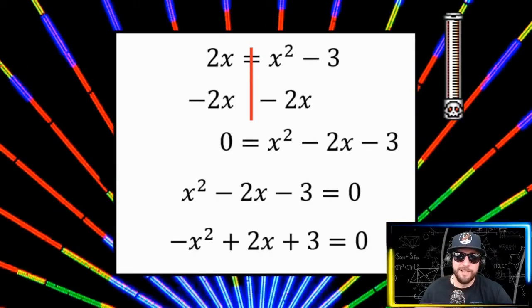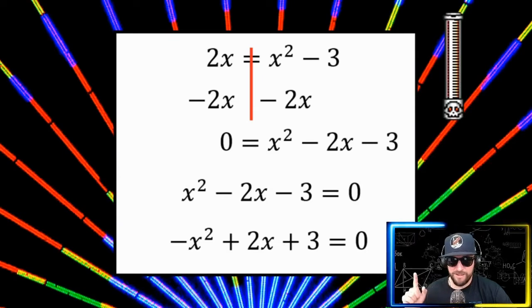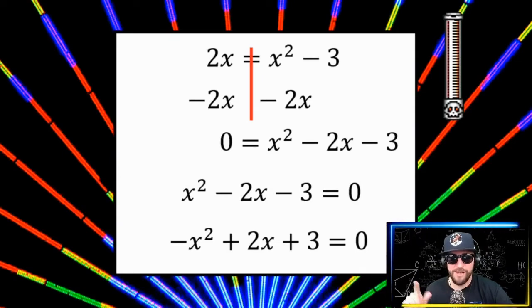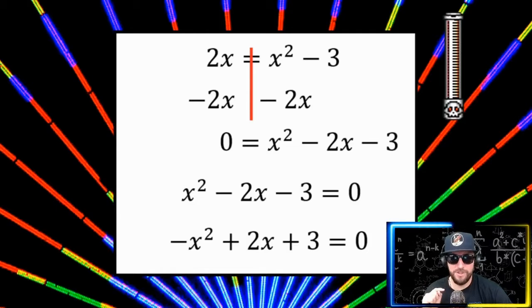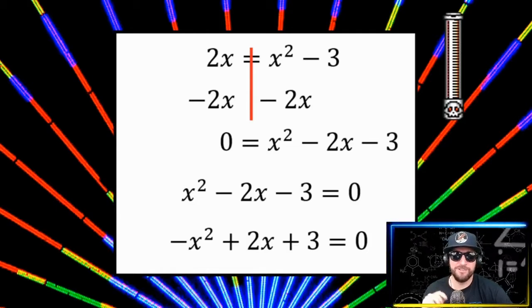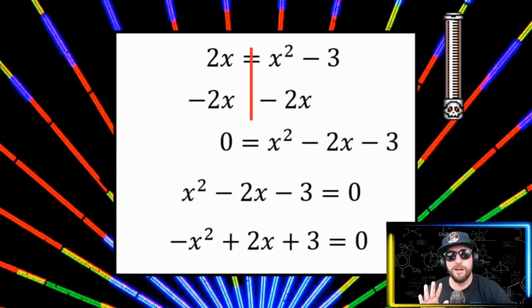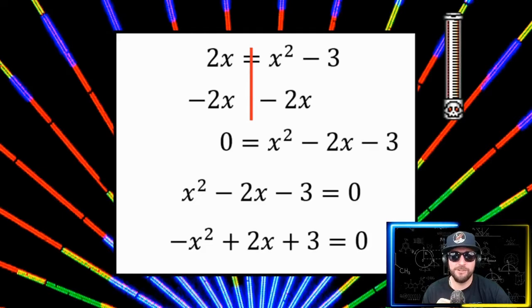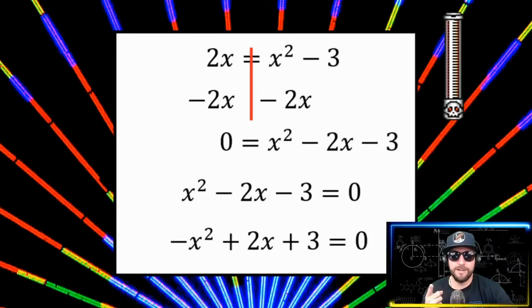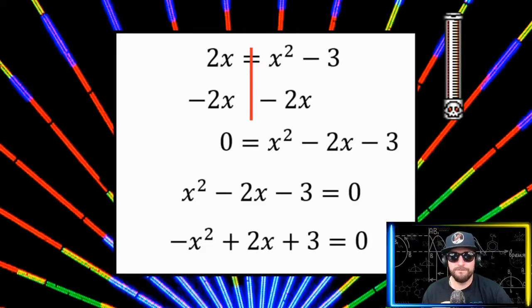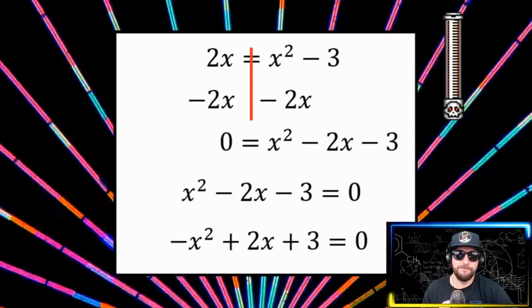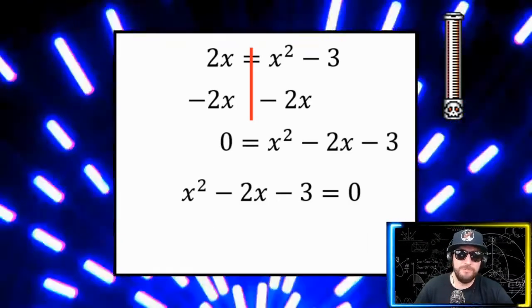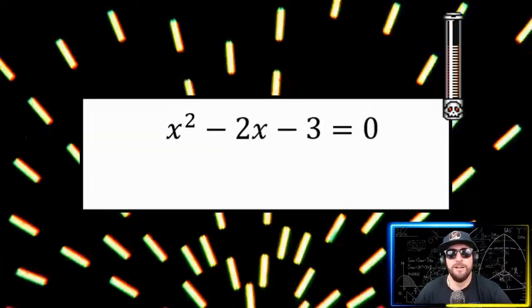Same thing. If I'd moved the x squared and the -3 over, that would have been fine. Minus x squared plus 3, and I would have ended up with -x squared plus 2x plus 3 equals 0. Either way is totally fine. You get the same answer either way. I'm going to stick with the one on top, although the one on bottom has only one negative. Oh, well, it doesn't matter. I'm doing the one on top. X squared minus 2x minus 3 equals 0.